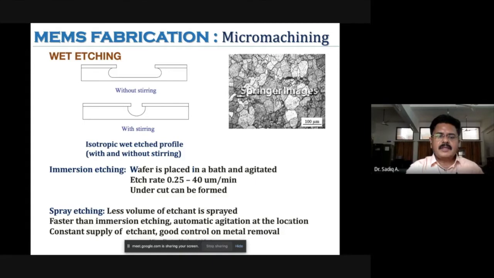Constant supply of etchant and good control on the metal removal are another feature of the spray etching process over immersion etching. In short, immersion etching means the wafer to be micromachined will be dipped inside a bath where it will be agitated. Spray etching means the etchant will be sprayed on the surface to be etched in a controlled fashion. Spray etching has a better metal removal rate compared to immersion etching as per the investigations.